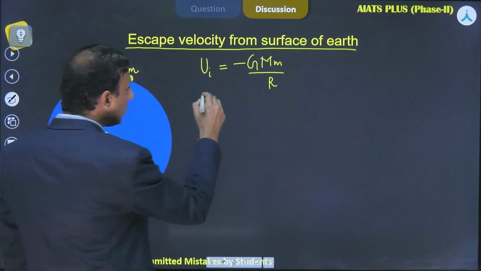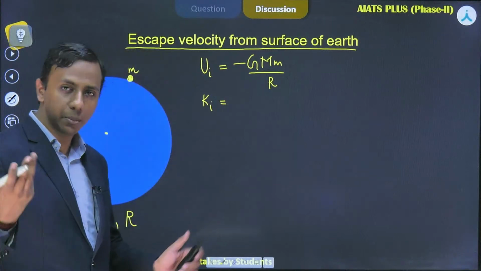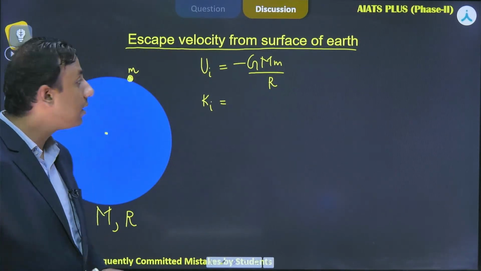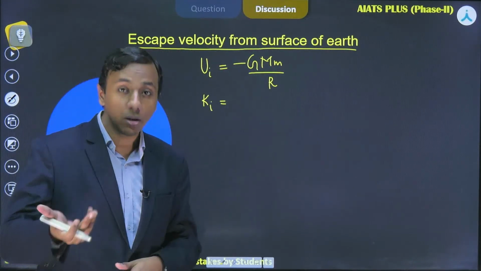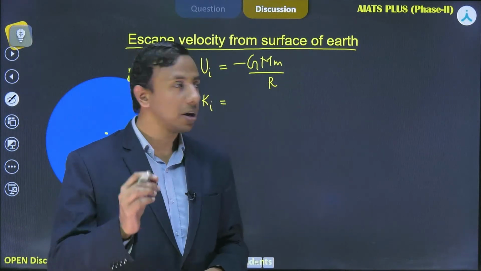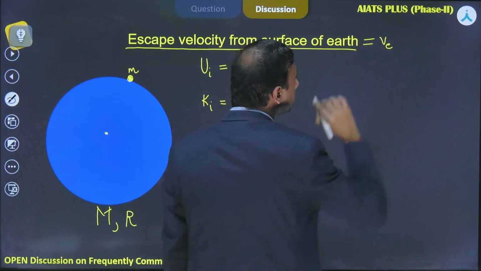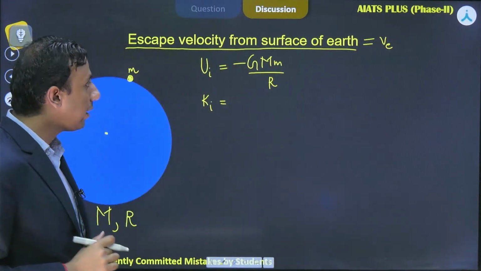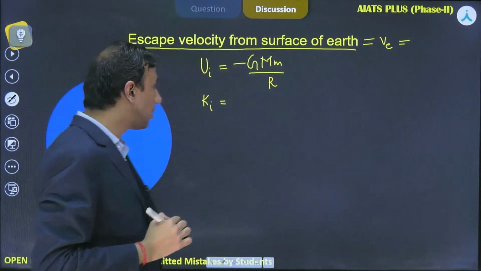Now what is the initial kinetic energy? Let's say it is just lying. That means kinetic energy is 0, right? So this body is not going to escape from the surface. But if you want the body to escape, you have to give it some speed. So let's say we are giving the speed VE. This is a famous notation, all right? It has a constant value as well. We'll find out what the value is, okay?